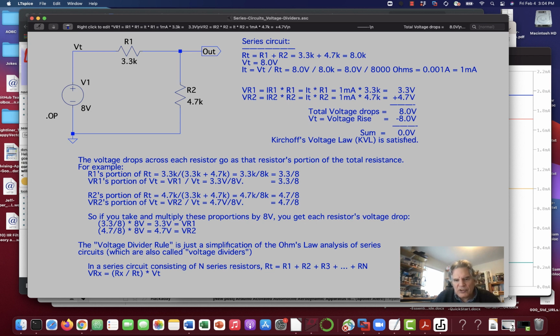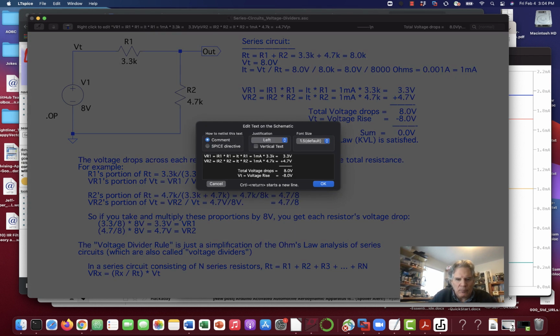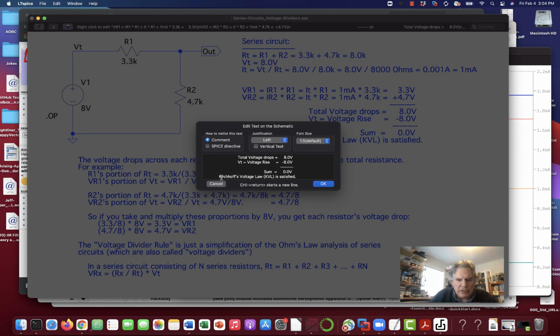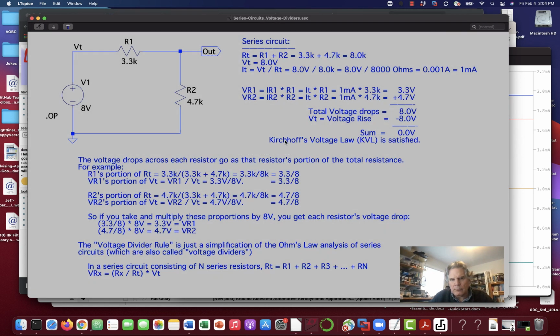Ooh, there's a spelling mistake. I am so sorry. 2 H's in Kirchhoff. Okay. How does it look now? Good enough. No, it's not good enough. Of course it's not good enough. A little better there. Okay. Kirchhoff's voltage law is satisfied, and we can all rest comfortably in that.